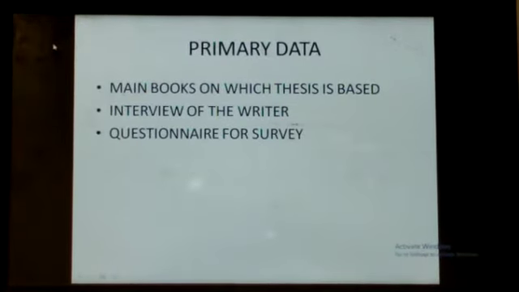So right from the beginning, when you're doing your synopsis, research proposal, or your thesis, you should be very clear which are the books I'm going to make the basis for my PhD in English literature. Then interview of the writer is also a part of your primary data. If the writer on whom you're doing the research is alive, you can take their telephonic interview, or you can go and personally meet them and record that interview, and that interview will become a part of your thesis, and will become a part of your primary data.